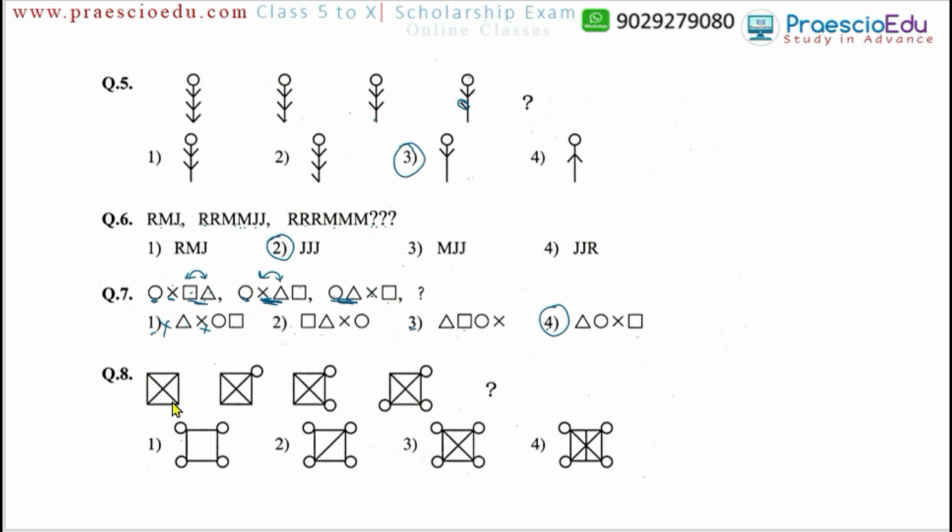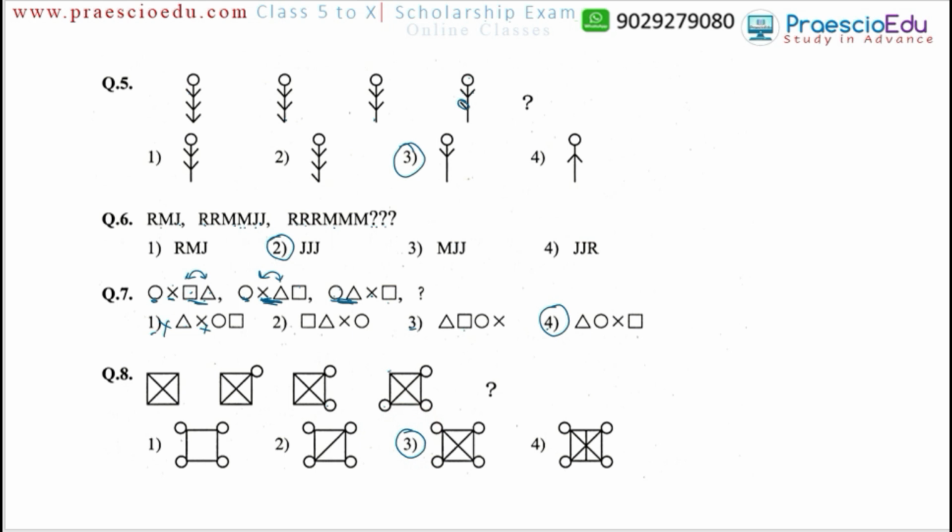Now question number 8, here the square and then inside the cross. After this one, one circle is added at the topmost in the right corner, and then top side, bottom side one more, and then left side bottom, means in a clockwise direction one is getting added. So of course in the next one, this corner should be the small circle, means option number 3 is perfectly matching.